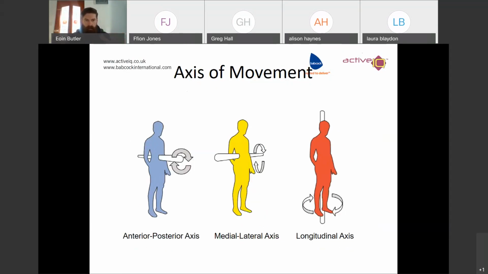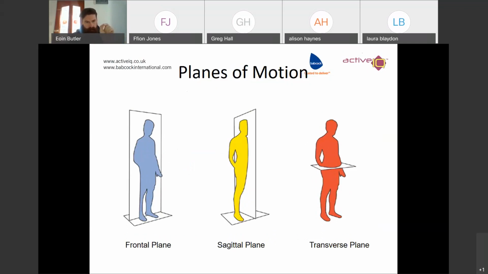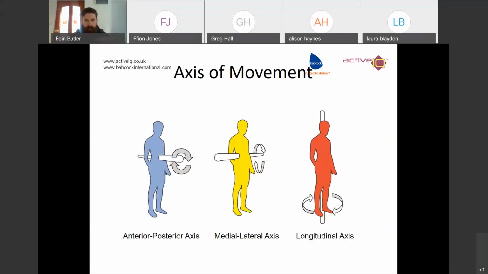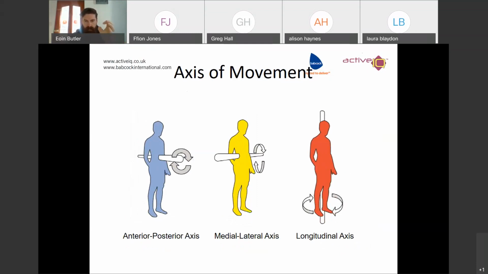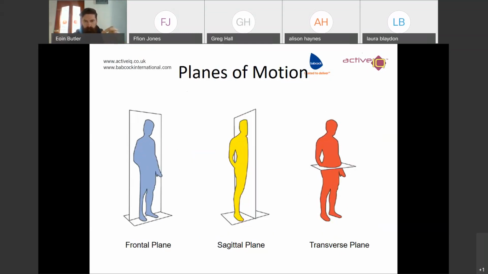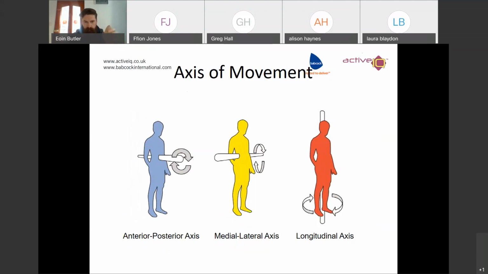So we can see blue guy, anterior posterior axis, links up with blue guy, frontal plane of movement. Medial lateral axis, yellow guy, maps into sagittal plane, yellow guy. And then the red guy, longitudinal axis, maps up with transverse plane. So, question for you. Anterior posterior axis.